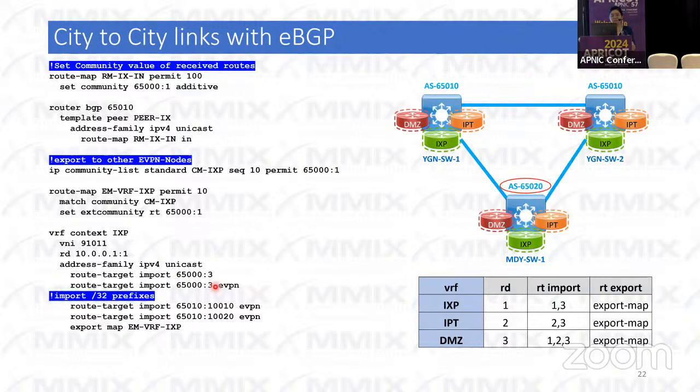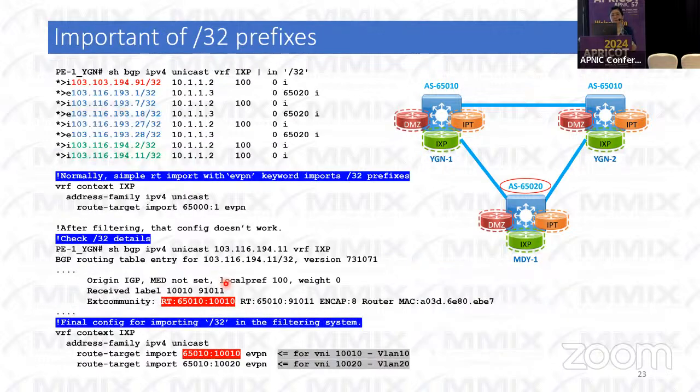If I don't have a filtering system, the EVPN keyword will import /32 information. Let's go to the next slide. If you look at the routing table for this /32, you will notice the /32 information of the remote switch. That is the information we need to reach the remote switch for the PRN LAN. This is the information of PE1. You may notice 10.1.1.2 and 10.1.1.3, those are the remote switches.